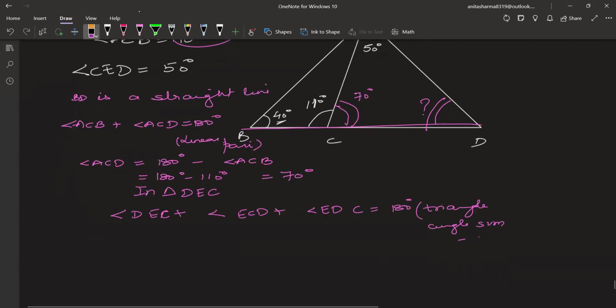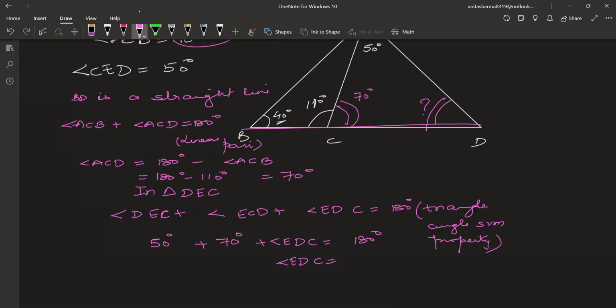Speak up, children. Yes, ma'am. So, angle DEC is 50 degree. ECD we have just calculated, that is 70 degree. And this angle EDC we have to calculate. So 70 plus 50 is 120, and 180 minus 120 will be 60 degree. Have you understood, children? Yes, show me a thumbs up and please note it down fast, those who have not written. Hurry up. I have noted down.